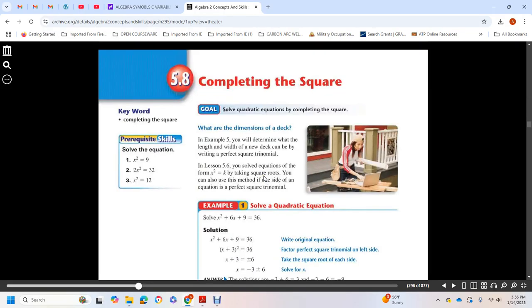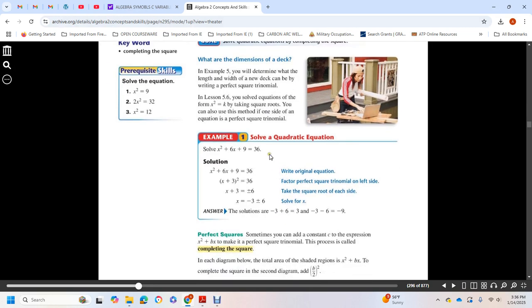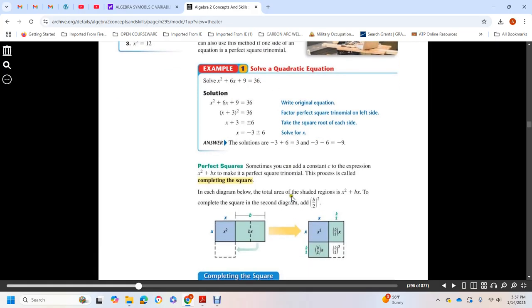Completing the square. In lesson 5-6, you solved equations of the form x squared equals k by taking square roots. You can also use the method when one side of the equation is a perfect square trinomial. So we've now taken a perfect square trinomial and solved for x.